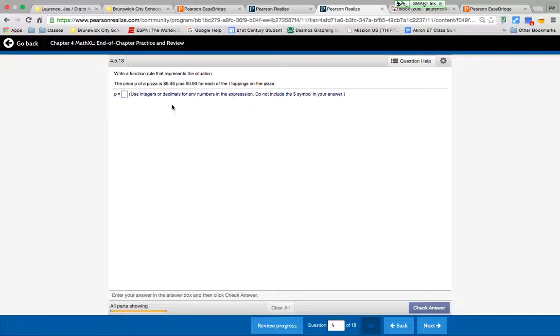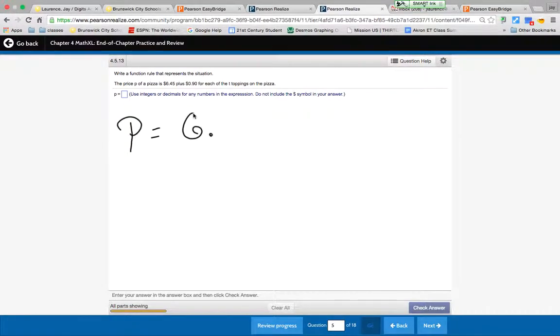Sounds like an equation to me. It sounds like the price is going to be $6.45 plus 90 cents for each topping T. There's my equation. Okay, write a function rule that represents the situation. Looks like I just did that.